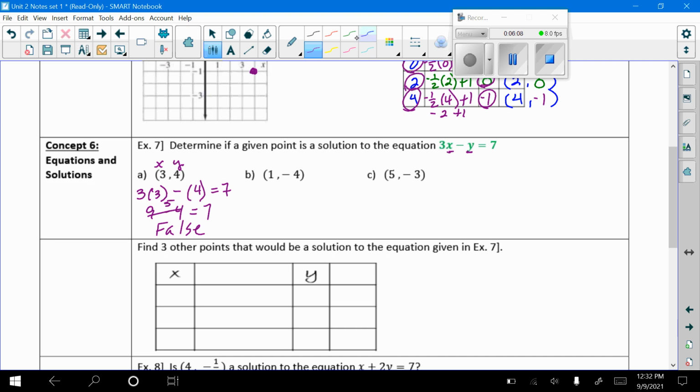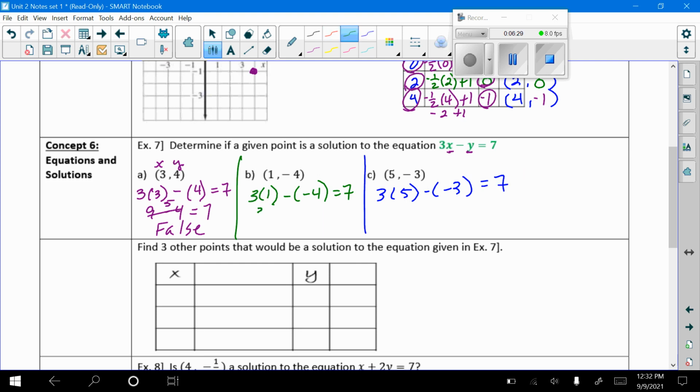The next one, do the same thing. I'm going to say 3 times 1 minus -4 equals 7. And then the last one's going to be 3 times 5 minus -3 equals 7. So let's go ahead and solve it out.